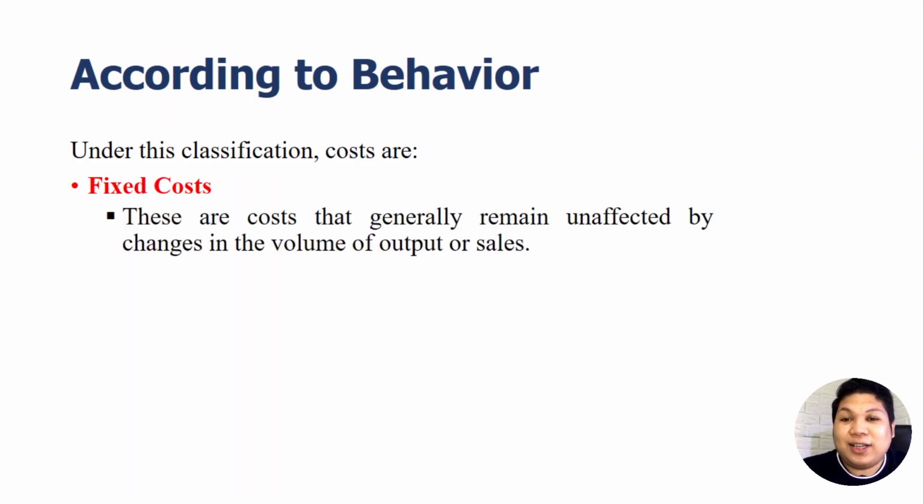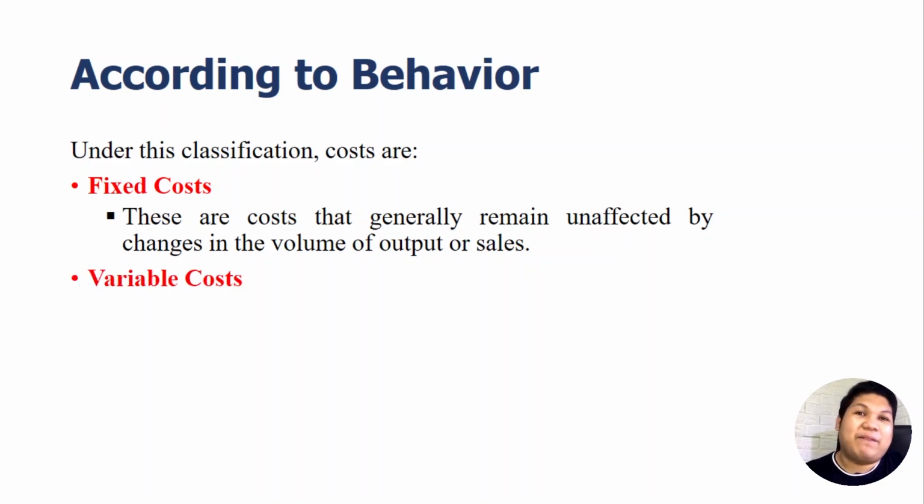When we say fixed costs, these are costs that generally remain unaffected by changes in the volume of output or sales. There are costs in production wherein no matter the level of units produced or sold, these costs will remain the same. For example, the rentals or the depreciation of equipment. Whether there is production or not, whether there is an increase in production or not, these costs will remain the same. They are called fixed costs because they are fixed.